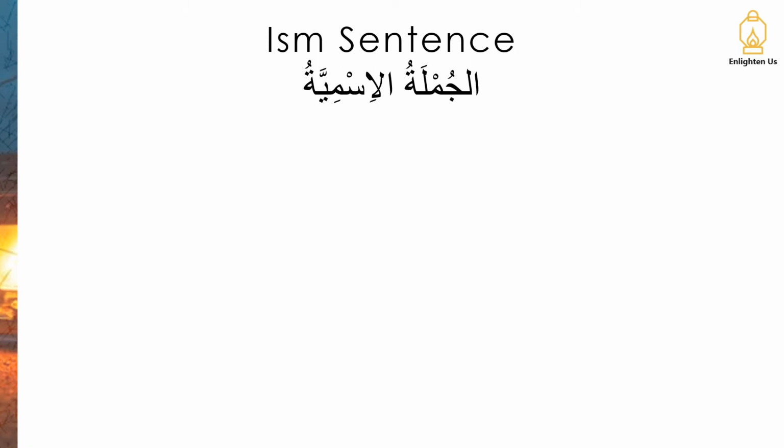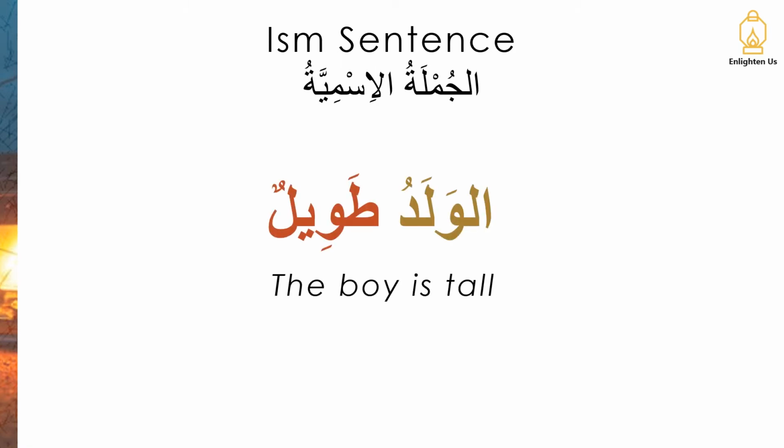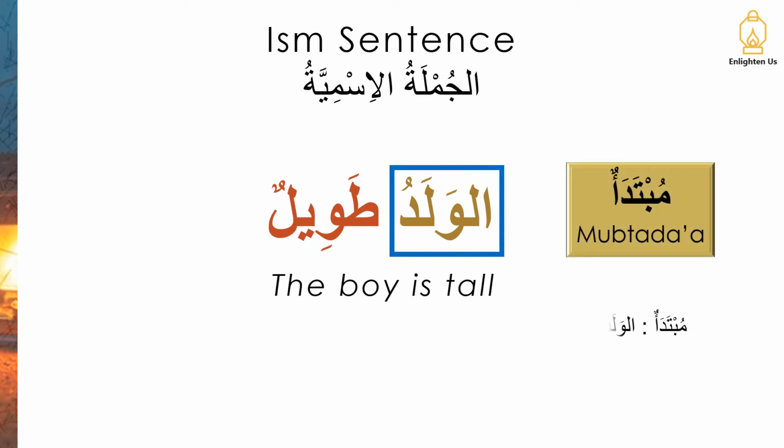Right, let's have a look at our first example. الولد طويل. The boy is tall. الولد is our mubtada. We know this because we can see the dhamma which denotes rafa. It denotes that our mubtada is in rafa, and again, just as a reminder, it's a singular dhamma. There's no tanween, there's no double dhamma because the L doesn't permit this.